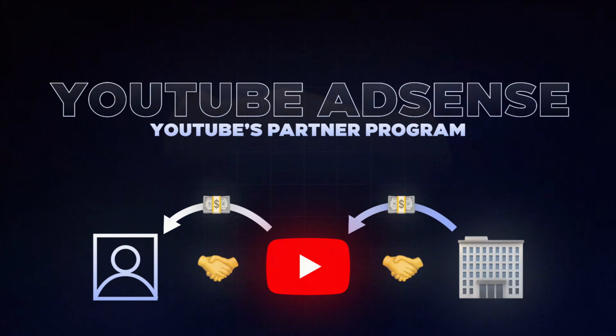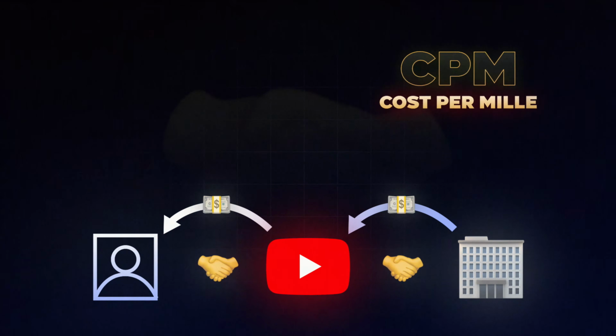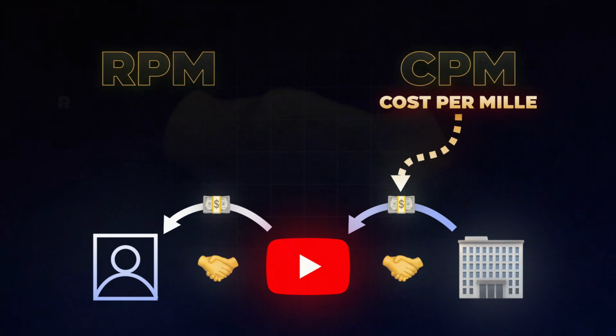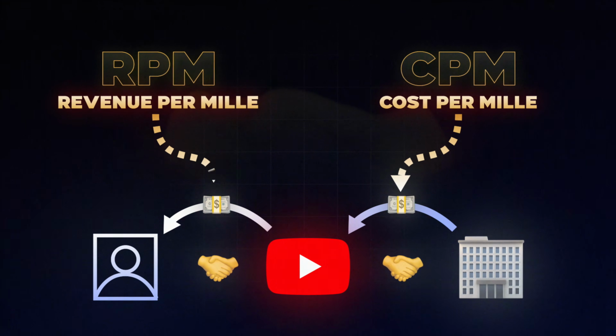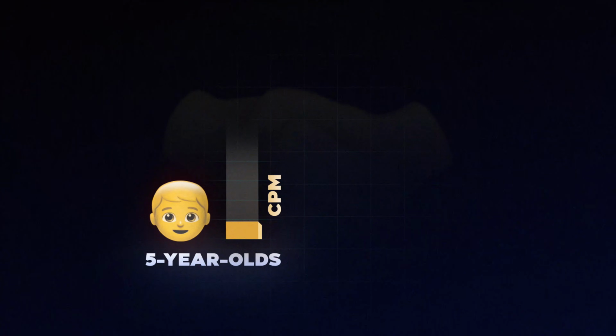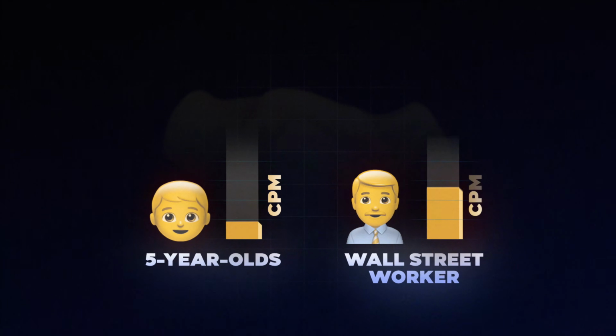So to quickly recap here, we have two numbers that we're looking at. We have the CPM, which is cost per mil. This is what advertisers are paying YouTube. And then we have RPM, which is revenue per mil, which is your part of the deal. So how does this connect to your niche? Well, advertisers will not pay the same amount of money to advertise in front of 1,000 5-year-olds as they would to advertise in front of 1,000 people working on Wall Street.